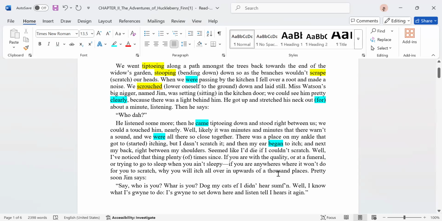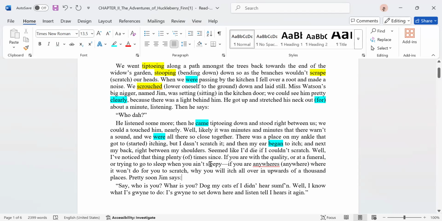"If you're anywheres," so it should be "anywhere." You don't have to pluralize it by adding an s at the end. You can just say "anywhere where it won't do to scratch." Now, the "why" right here: you probably noticed it doesn't have a question mark at the end. It's just a full stop. Unlike a "who" or "what" question.